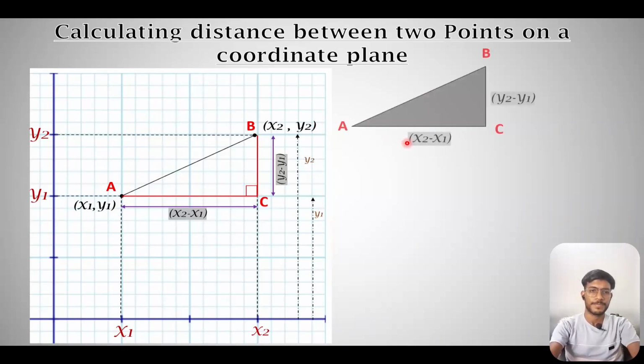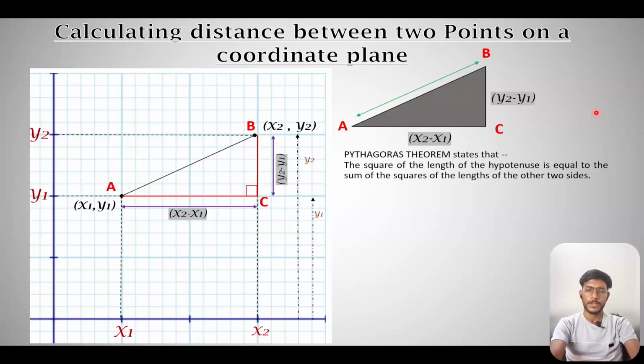Yes or no? So what we get? We have one right angle triangle where we already know the length of the two sides, and we need to find the length of the hypotenuse, that is AB. We need to find the distance between AB. Okay, so we use the Pythagoras theorem.